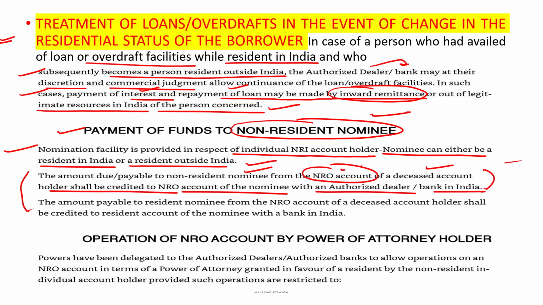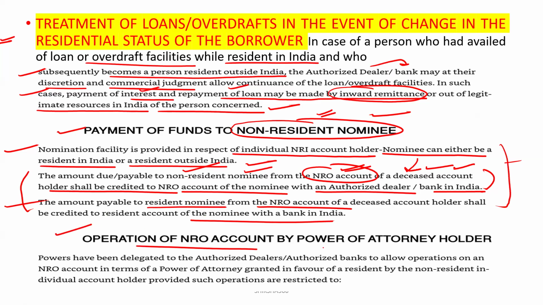That is, to the NRO account of the nominee, the amount from the deceased account holder. In the case of a resident nominee, the amount payable from the NRO account of a deceased account holder shall be credited to the resident account of the nominee with the bank in India. So that is regarding the payment of funds to the non-resident nominee.